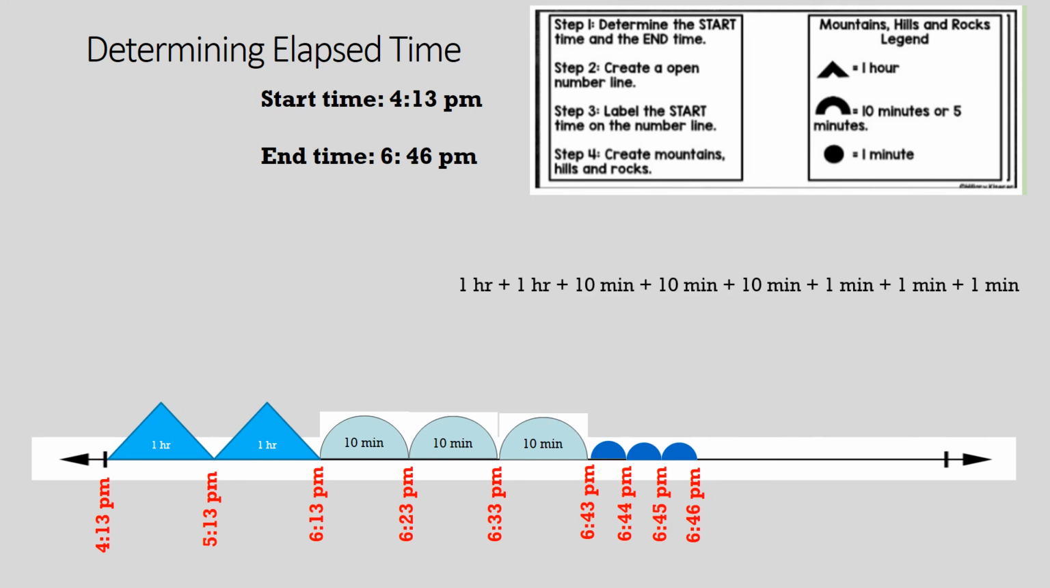So we have 1 hour plus 1 hour plus 10 minutes plus 10 minutes plus 10 minutes plus 1 minute plus 1 minute plus 1 minute. So we add our hours first. We have 2 hours, and then we add our minutes. 10 plus 10 is 20, plus 10 is 30, plus 3 more minutes would be 33. So this one, the elapsed time is 2 hours, 33 minutes.